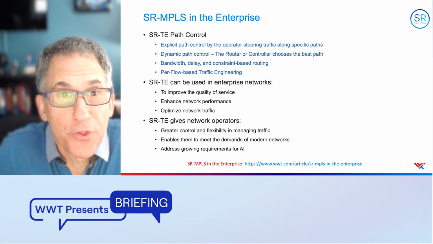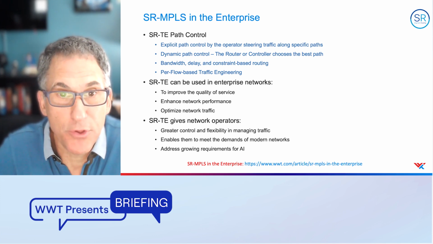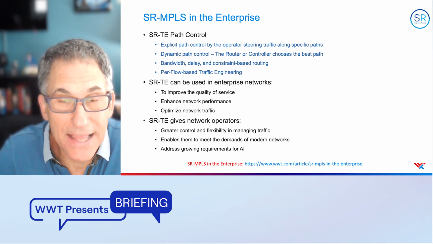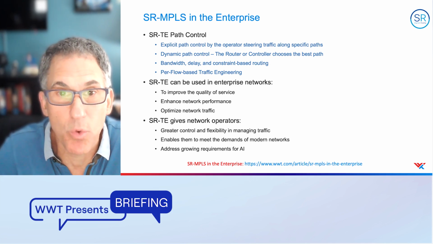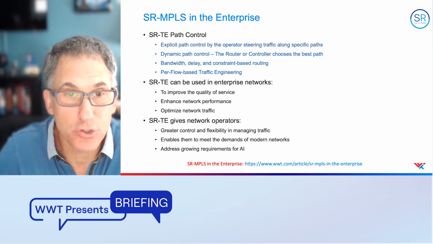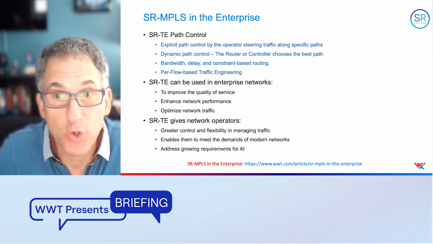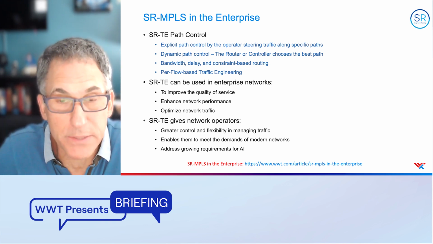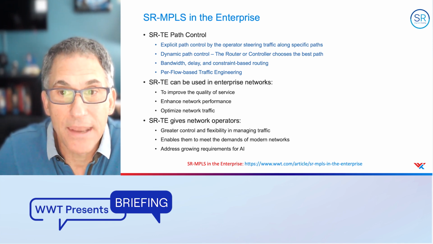So looking further into SRTE and some of the advantages, we have explicit path control like we mentioned previously, but that allows the operator to steer the traffic along a specific path exactly the way he wants it, avoiding whatever links or nodes he doesn't want to, and forward the traffic exactly the way he wants. Or he can go to the router and say, give me the best path. Give me the shortest delay path through the network. And if it changes, it's going to be automatically updated.